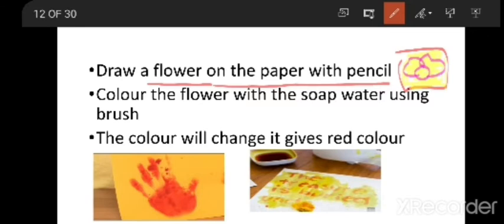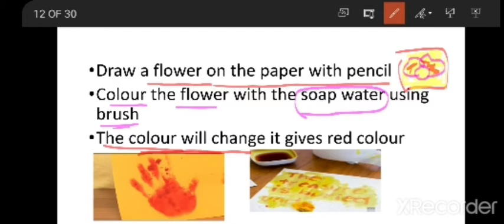Then next you have to color the flower with soap water using a brush. So you have to take a watercolor brush, then dip that brush in the soap water. Then you have to color here, just rub it with the color. Okay. Then the color will change. The color of the turmeric paper will change into red color.